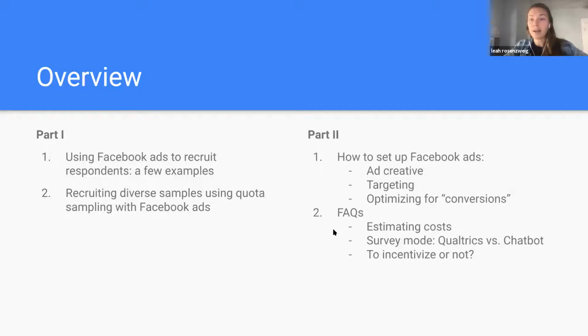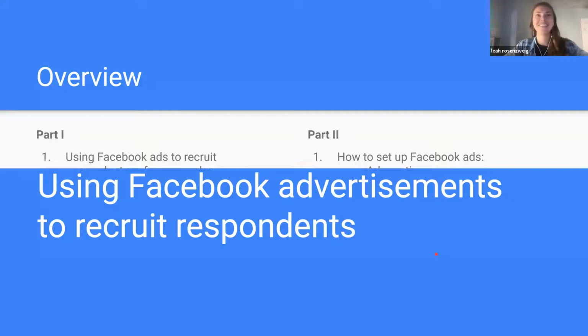And then in the second part, I'm hoping that we can have much more of a working session in terms of getting into the nitty-gritty of how to set up Facebook ads, everything from the ad creative, how you do your targeting, how you optimize for conversions or your outcome of interest. And we can talk through some frequently asked questions. Some of you sent me some questions ahead of time, so that was great. And feel free to interrupt me at any point with a question or comment, or feel free to drop it in the chat, which I can see.